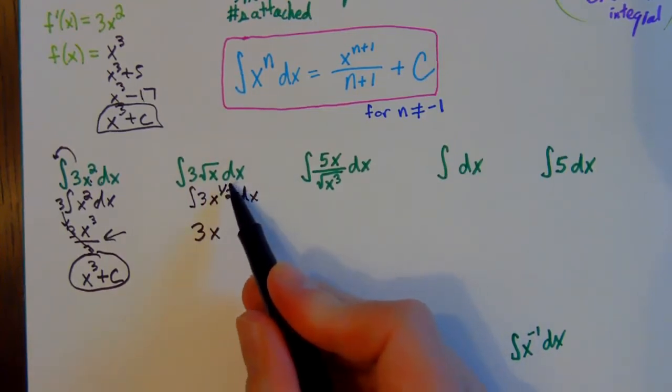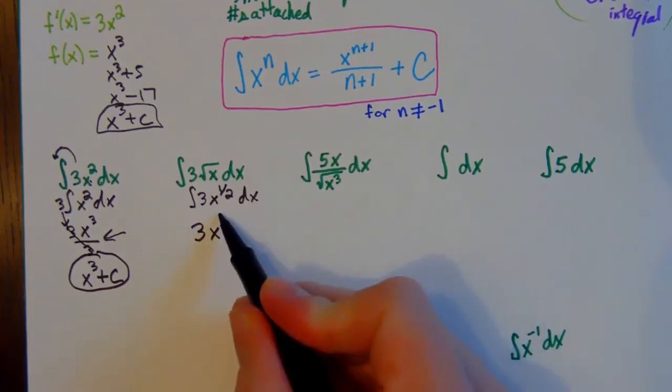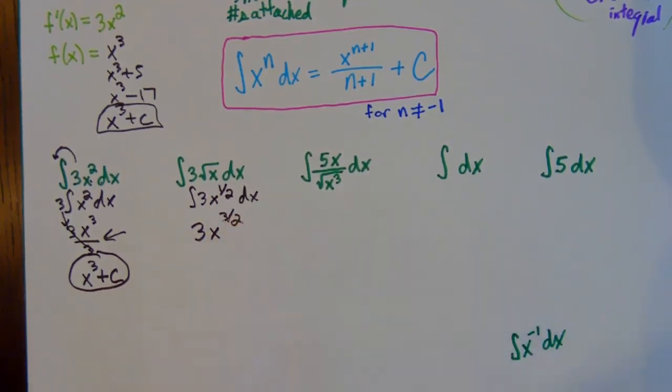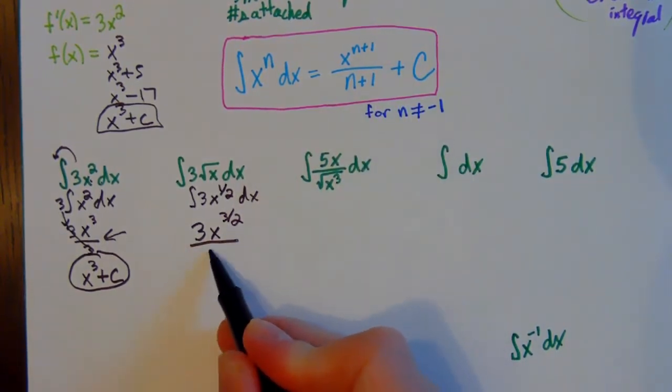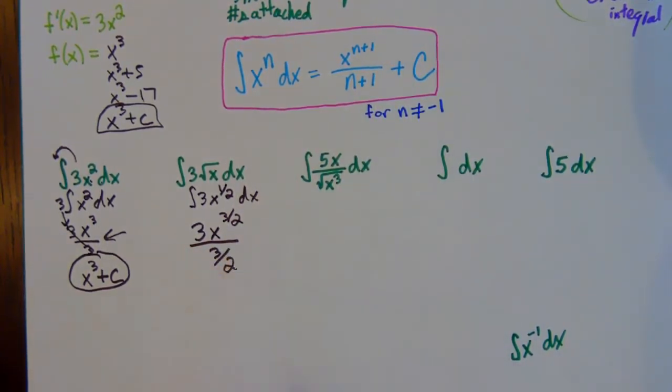So when you add 1 to it, it's like adding a 2 over 2. So that's going to be x to the 3 over 2. And then you always divide it by that same number there. So if you go x to the 3 over 2, you're going to divide it by that 3 over 2.